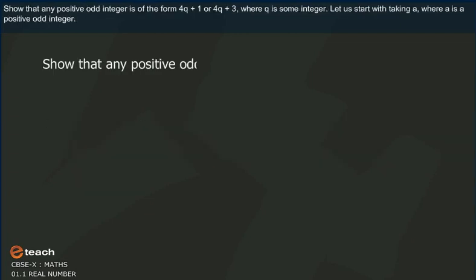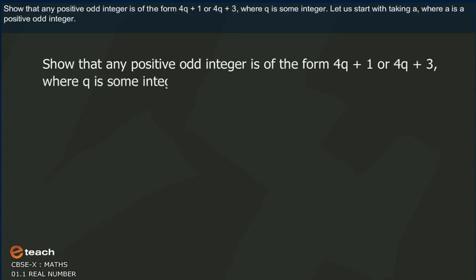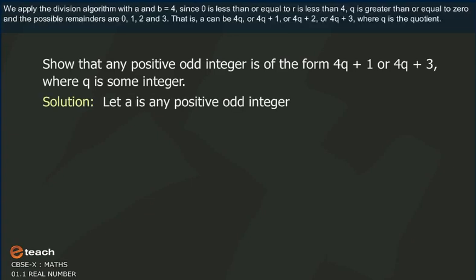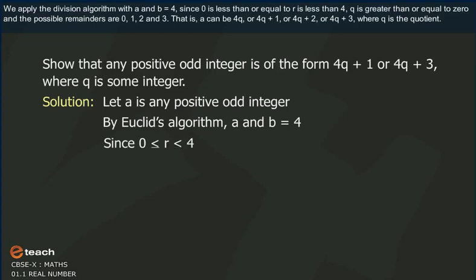Show that any positive odd integer is of the form 4q + 1 or 4q + 3, where q is some integer. Let us start with taking a, where a is a positive odd integer. We apply the division algorithm with a and b = 4. Since 0 ≤ r < 4, the possible remainders are 0, 1, 2 and 3.